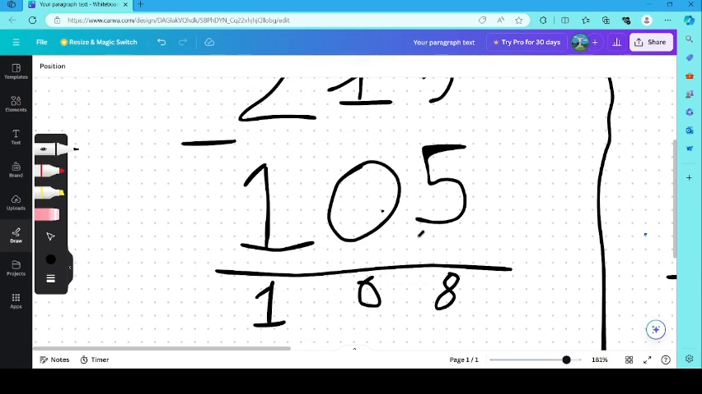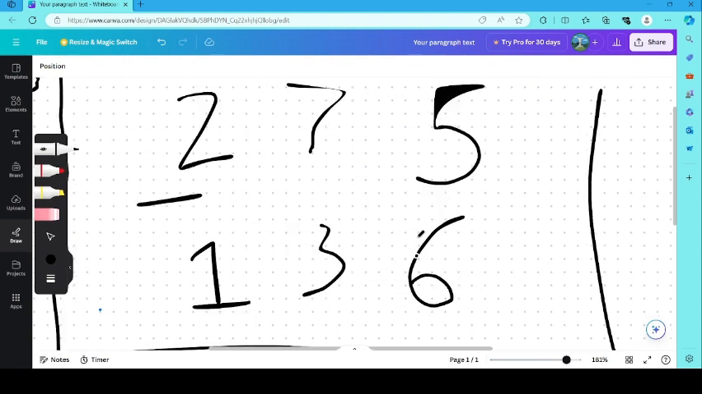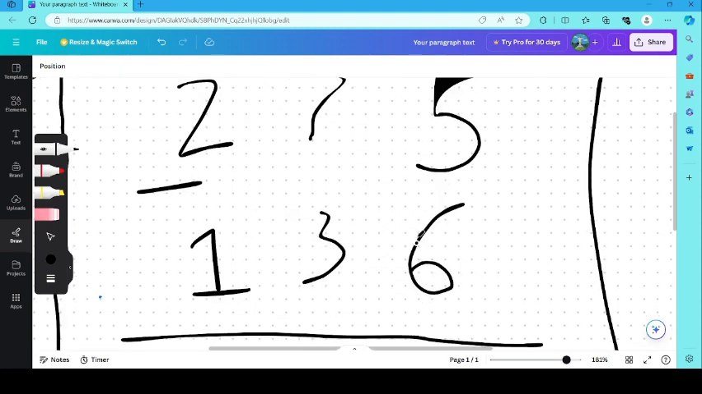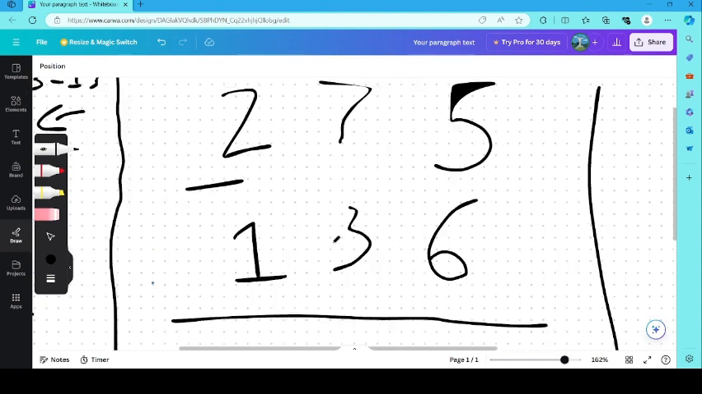And now question 2, as I said: 275 minus 136. We start from our ones. As you always know, we start from our ones. 5 minus 6 cannot work because our minuend is less than our subtrahend, and you know that. So we head to our next door neighbor, which is 7 and 3.